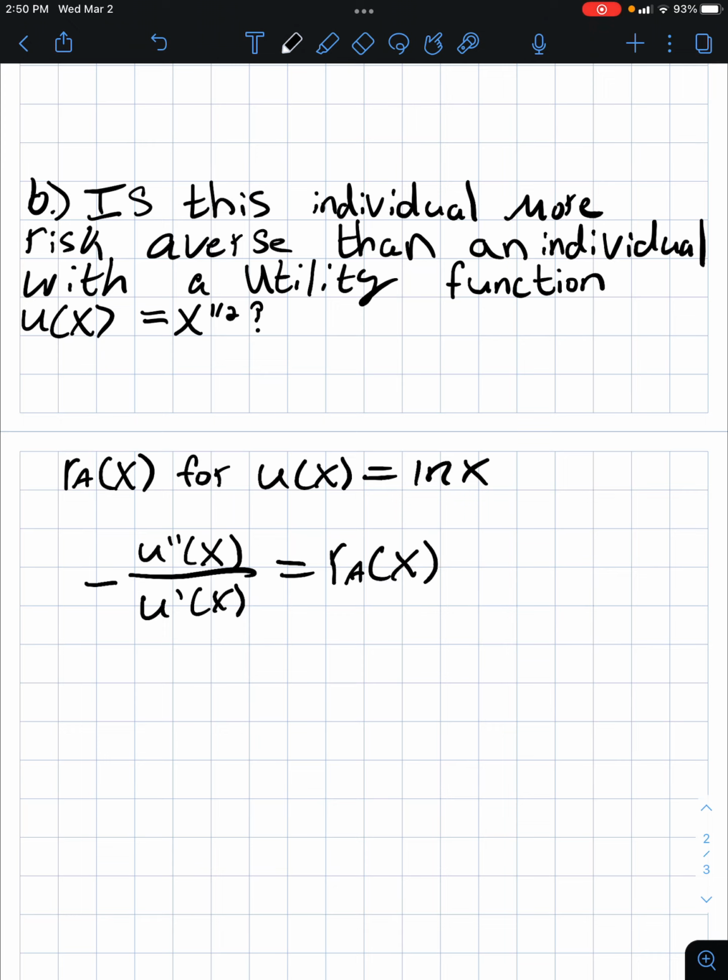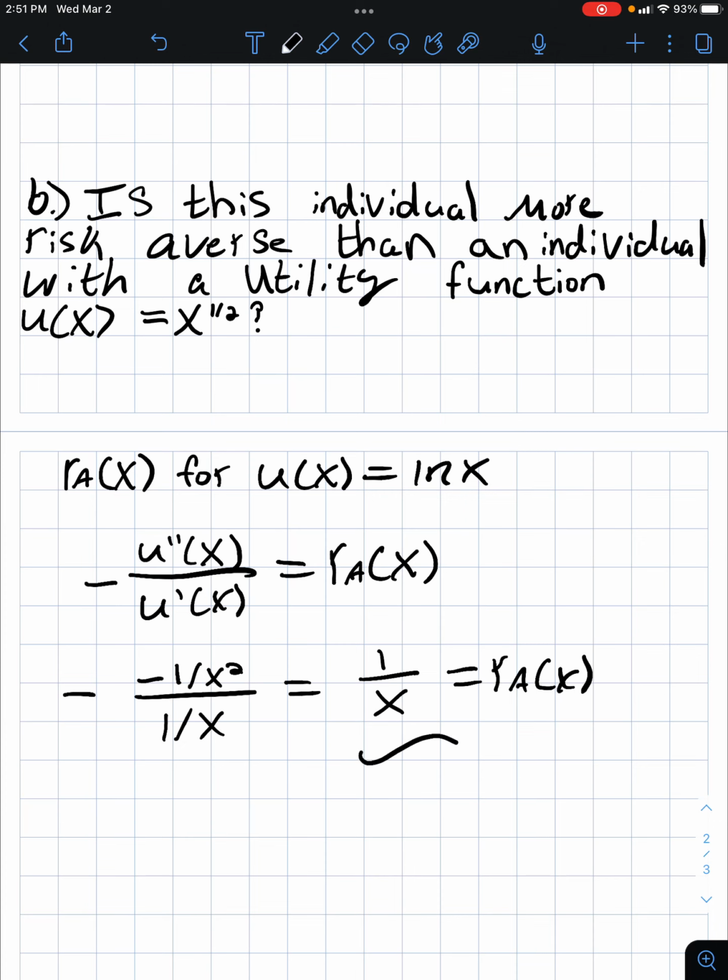So, for natural log of x, the second derivative is negative 1 over x squared divided by 1 over x. There's a negative in front. So this becomes positive. So this becomes 1 over x. When you simplify it, because 2 minus 1 is 1. So 1 over x. And this is equal to RA of x.